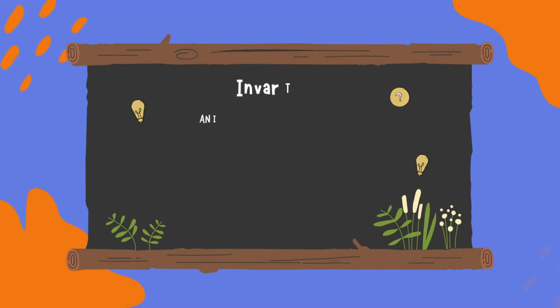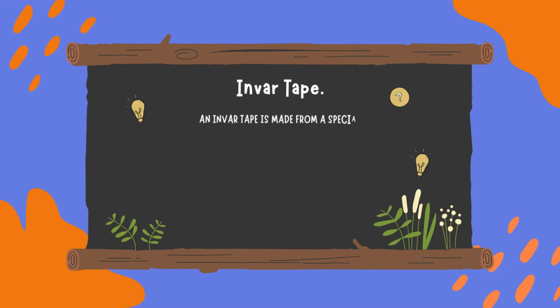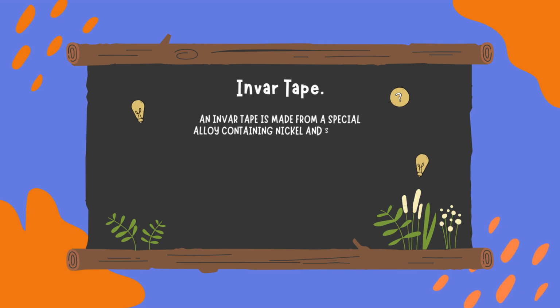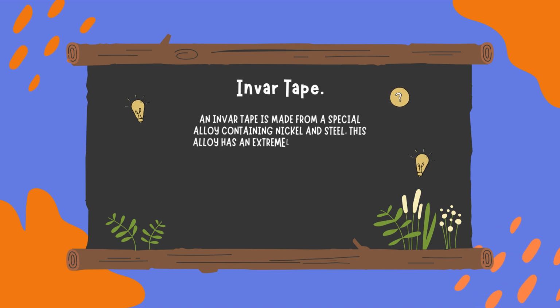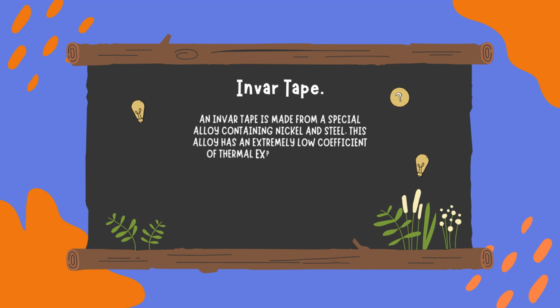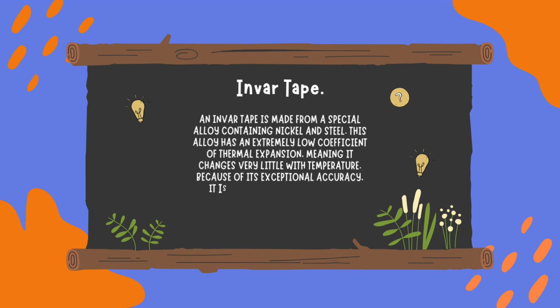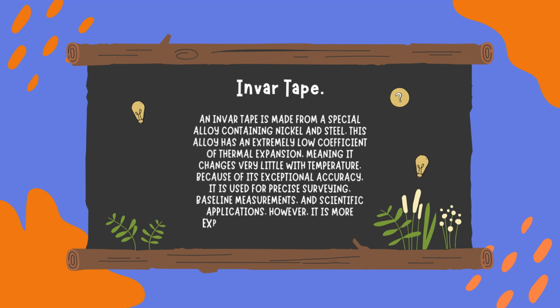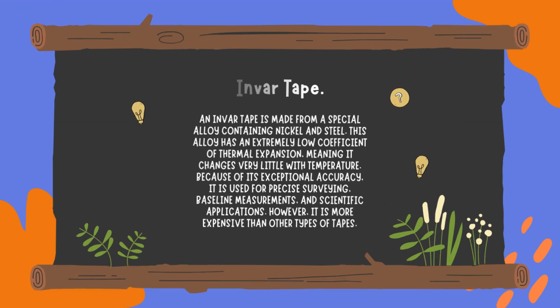The fourth type is the Invar tape. An Invar tape is made from a special alloy containing nickel and steel. This alloy has an extremely low coefficient of thermal expansion, meaning it changes very little with temperature. Because of its exceptional accuracy, it is used for precise surveying, baseline measurements, and scientific applications. However, it is more expensive than other types of tapes.